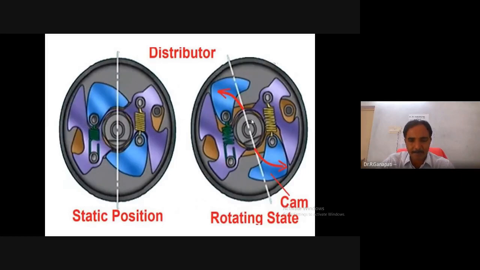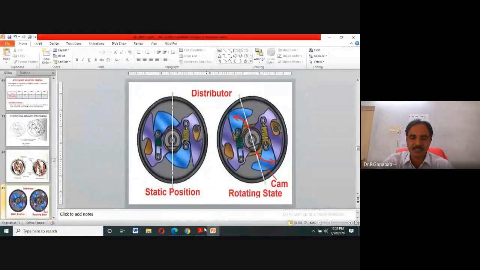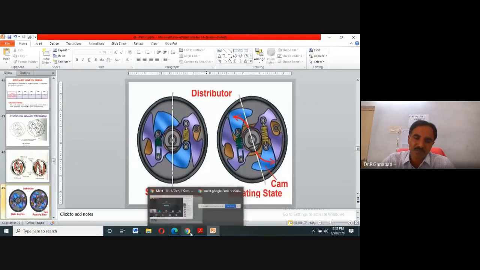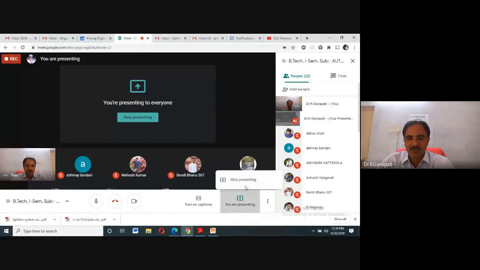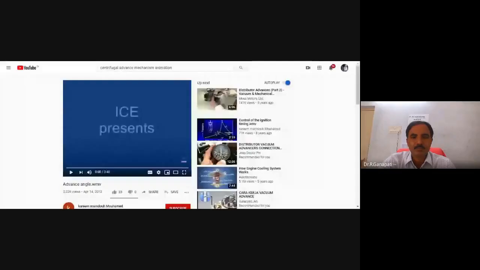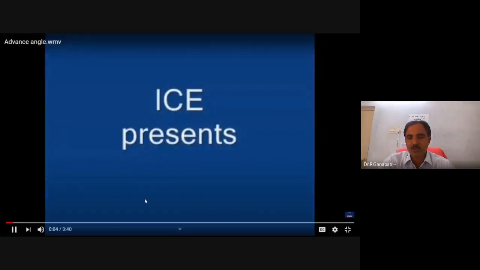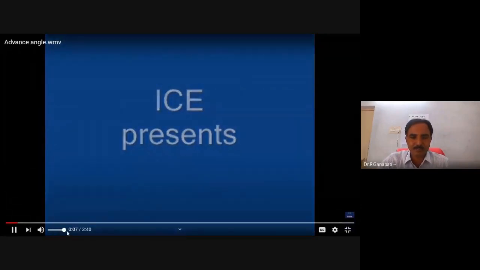Before that, we discussed the second one, that is the vacuum type advance mechanism. We go for the video on the advance mechanism. Try to understand how the ignition advancing occurs.